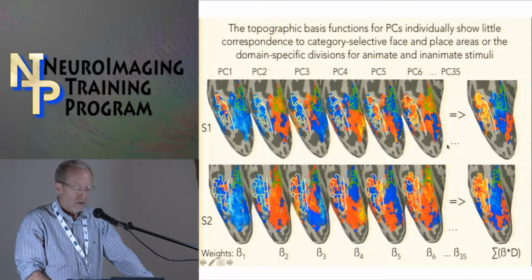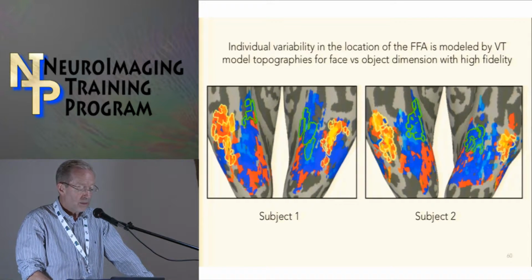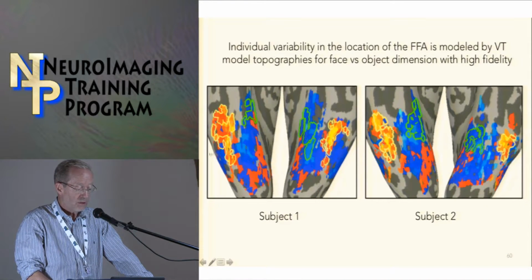But you don't really see face areas in these PCs. So this shows the location of the face areas in these two subjects, superimposed on these maps of the PC weights, these topographic basis functions. And you can see that none of these top PCs is picking out the face area as something that's distinctively different from the rest of ventral temporal cortex. You can derive that as a weighted sum of these topographic basis functions and then get a very nice prediction of the location of the face areas based on a weighted sum.